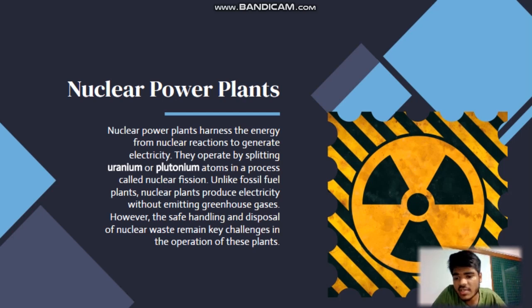Nuclear power plants harness the energy from nuclear reactions to generate electricity. They operate by splitting uranium and plutonium atoms in a process called nuclear fission. Unlike fossil fuels, nuclear plants produce electricity without emitting greenhouse gases. However, the safe handling and disposal of nuclear waste remain key challenges in the operation of these plants. Let's further dive into the discussion depicting the working mechanism of this whole power plant in detail.